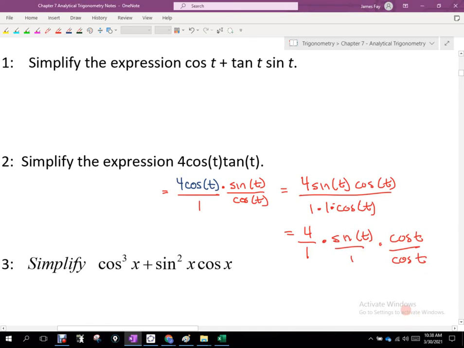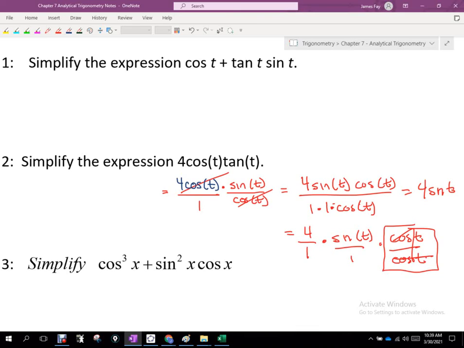Does that make sense? Why were these able to cancel like they did? Because that is a factor of 1. That turns into 1. And if I multiply everything that's left over, it's 4 sine of t, right? Does that make sense? A lot of people will cancel that right away, and you're left with 4 sine of t. And that's the way I'm going to do it from here on out. But I want you to understand when you're allowed to cancel.